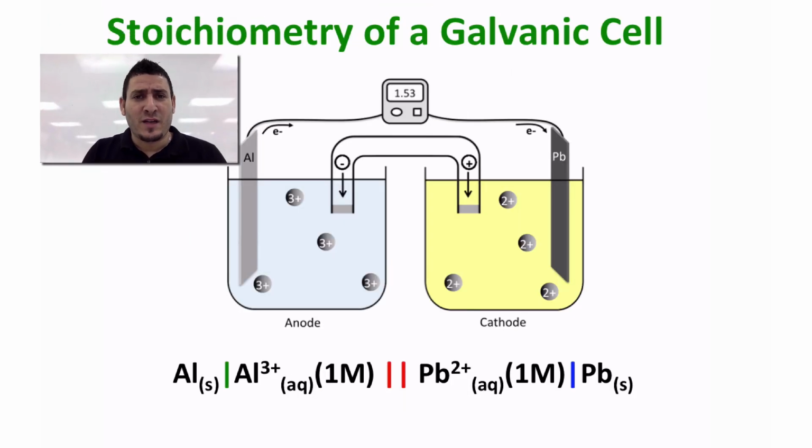Consider the following galvanic cell. We are operating here at standard conditions since the concentrations of aluminum and lead are equal to 1 molar. As you can see, the 1 molar concentration is represented by 4 particles in each compartment. Today we will study the stoichiometry of a galvanic cell using particulate representation.